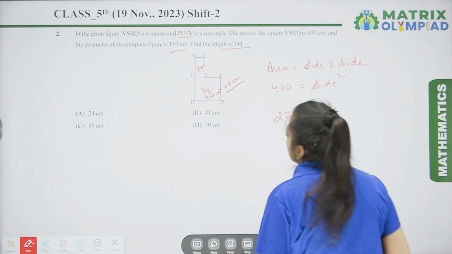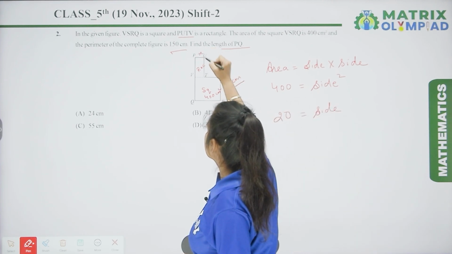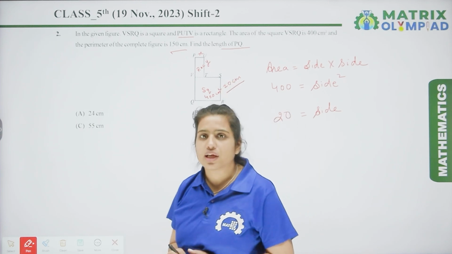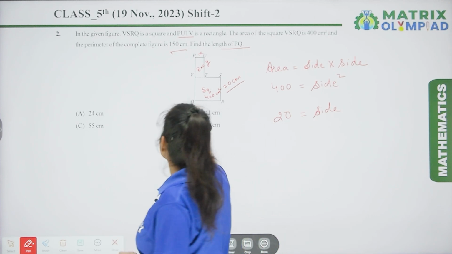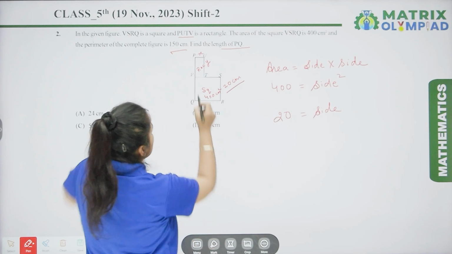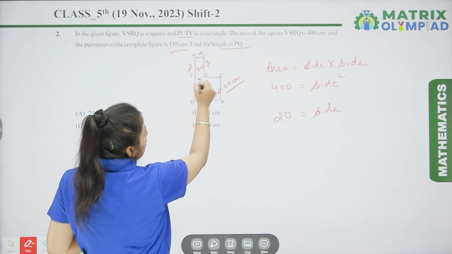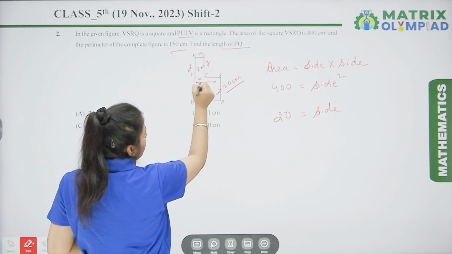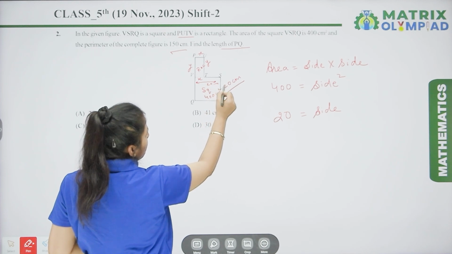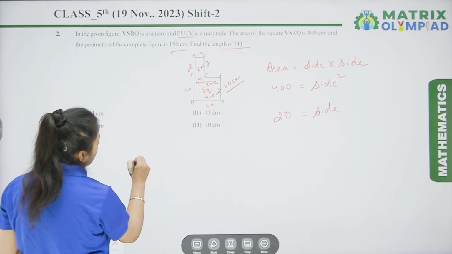Now the length and breadth of the rectangle is unknown to us. So let's take length and breadth equal to x and y. Now let's find out the perimeter of this whole figure. This is x. So this will be also x. This is y. This whole will be 20 minus x. This will be 20. This is 20. This is 20. So the perimeter will be like this.